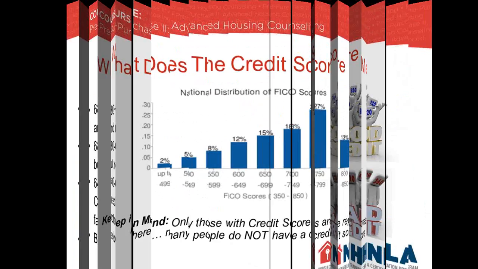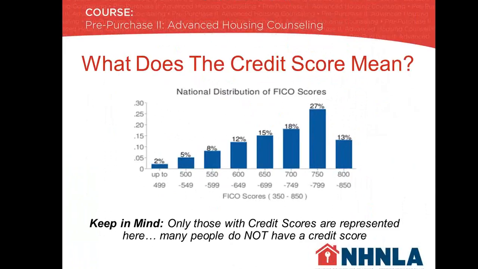This slide gives you an idea of the national distribution of FICO scores in the U.S. for those who do hold credit scores. Noticeably, only 13% of those with credit scores score 800 or above, while the largest group at 33% falls between 650 and 750. The next largest group falls in the 750 to 800 category. Maybe you can find yourself on that chart.